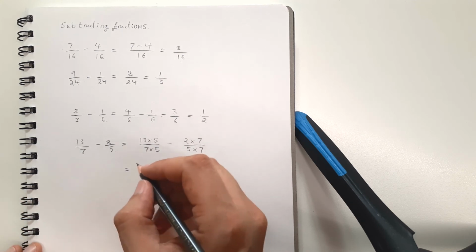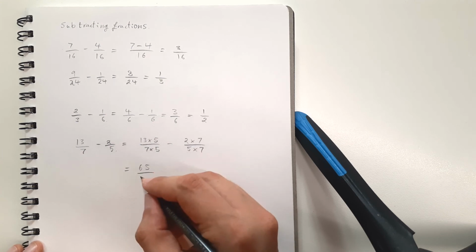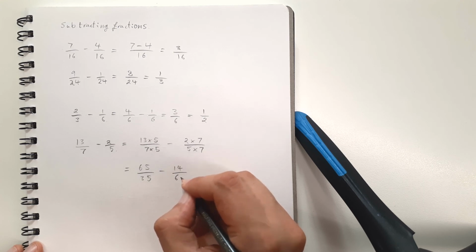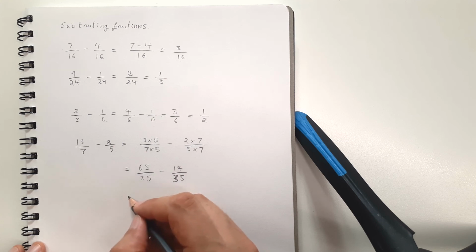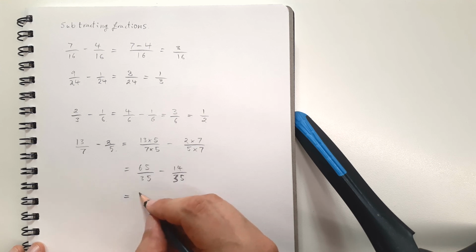Okay. Now we do these multiplications. 13 times 5 is 65. Yeah, mistakes happen. We can just write over them. Great. Okay, now we subtract. 65 take 14 is 51.